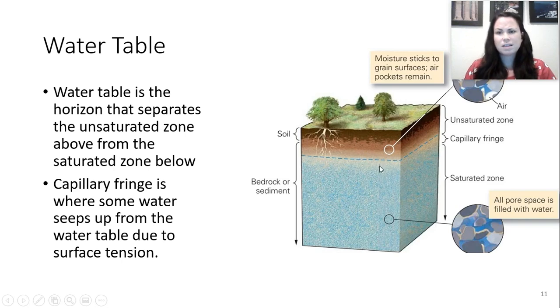And so this is a diagram that represents the water table. And that zone between the unsaturated and the saturated zone is called the capillary fringe. And this is where some water seeps up from the water table due to surface tension, but a lot of it remains contained within the pore space of the rock below it.